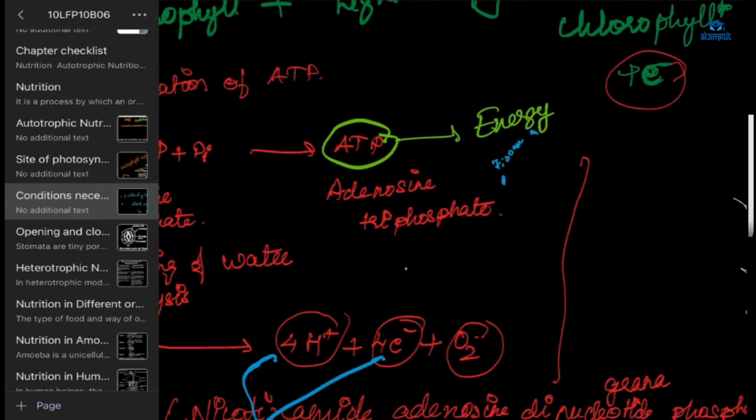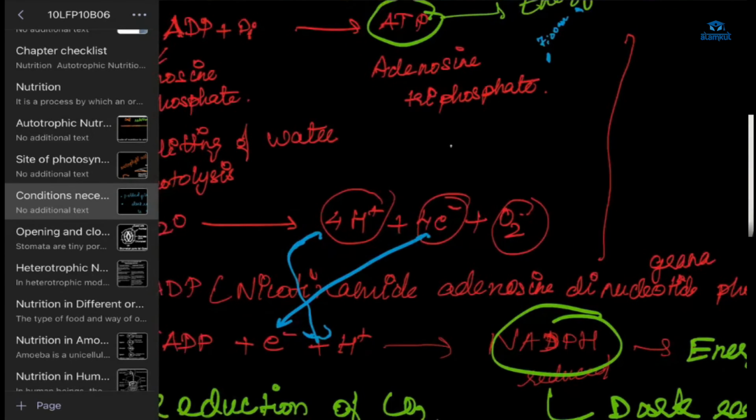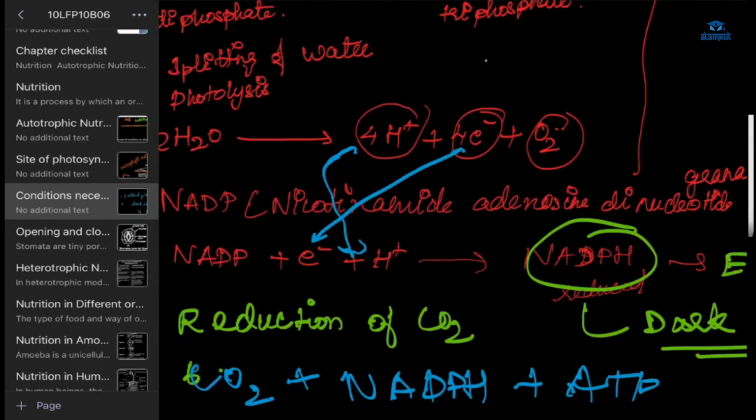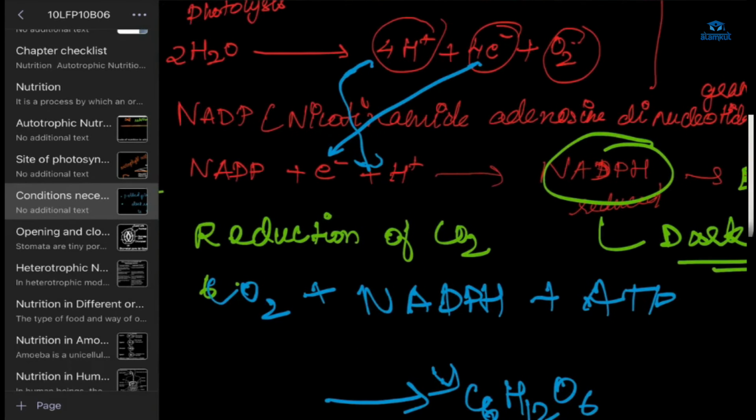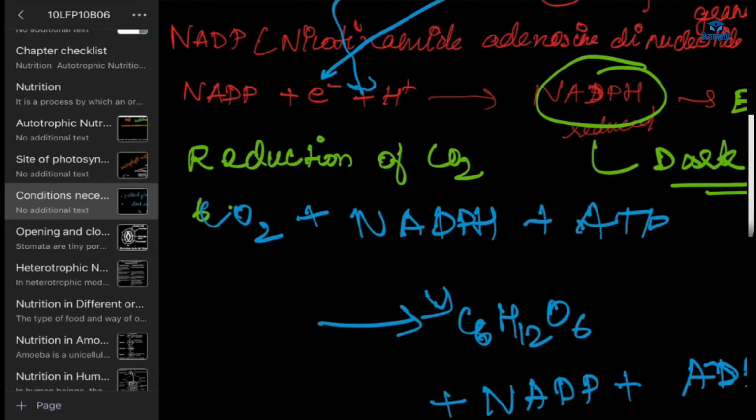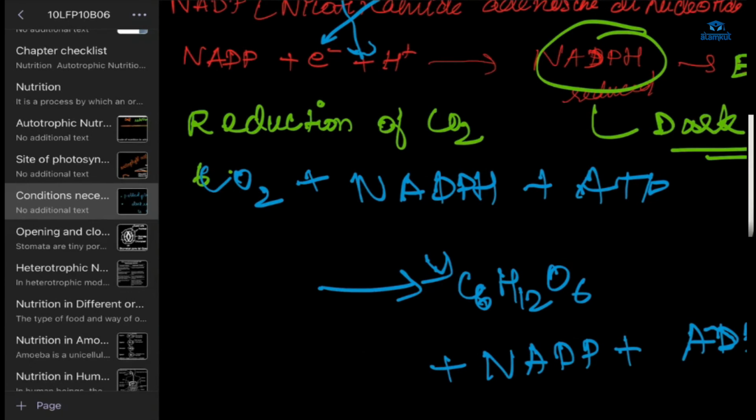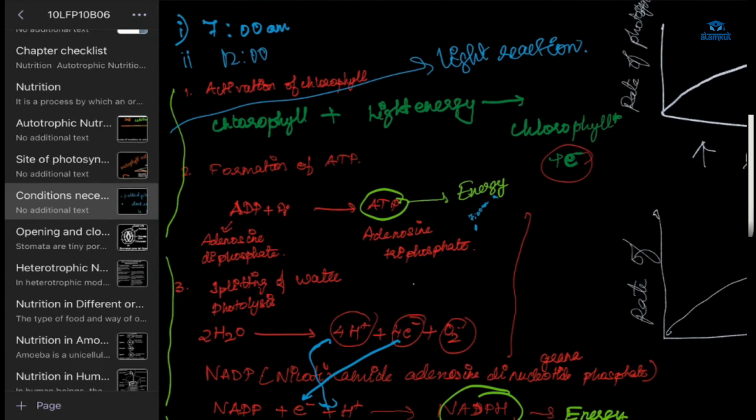So we have two kinds of chemical energy, right? This ATP and NADPH. From that, when we add carbon dioxide, we are getting our product, that is glucose. Okay, Rudnil, yes, ma'am. Understood?